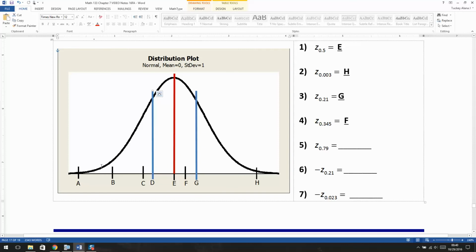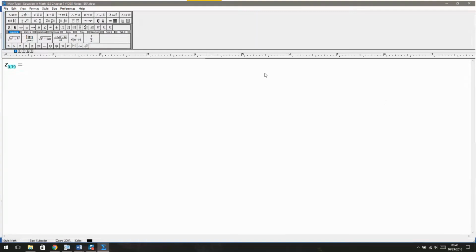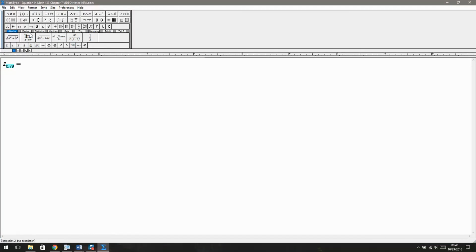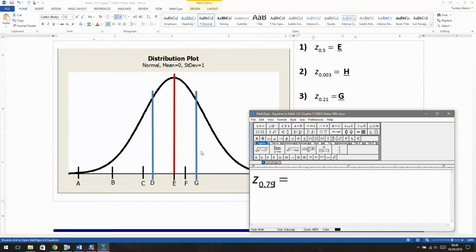To the left of D is 0.21 because to the right of G is 0.21, and this graph is symmetric. Okay, well, if the area to the left of it is 0.21, then what's the area to the right of it? Because that's what the subscript 0.79 is. This 0.79 is the area to the right, right? So I want that 0.79 to be the area to the right. It has to have 79%.